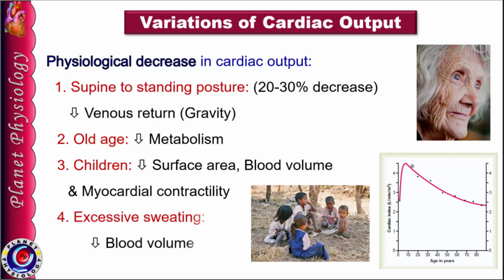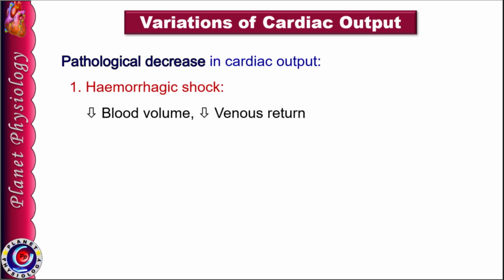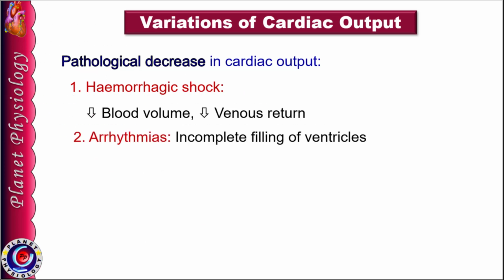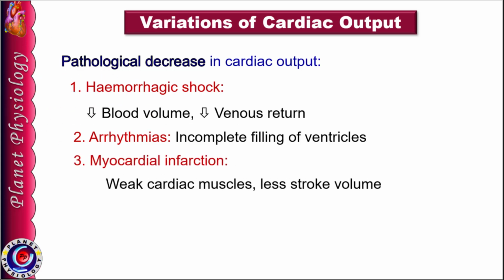Excessive sweating decreases blood volume and hence the cardiac output. Pathological decrease in blood volume, as in case of hypovolemic shock, decreases cardiac output. In arrhythmias like excessive tachycardia, diastolic filling time is shortened and hence the stroke volume is low. This decreases cardiac output. Myocardial infarction weakens muscle strength and hence reduces stroke volume and cardiac output.